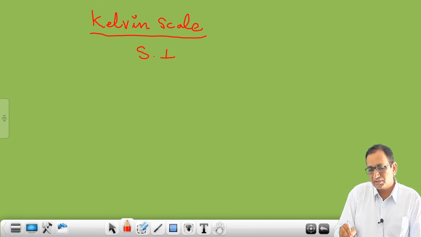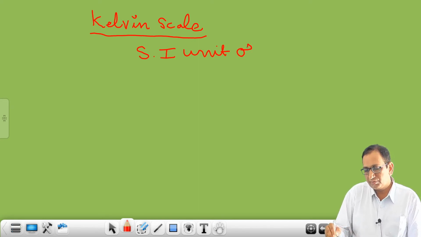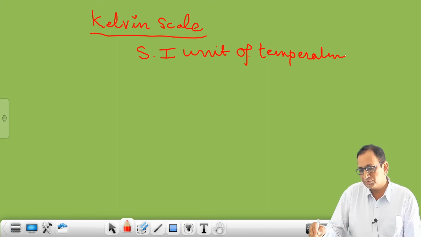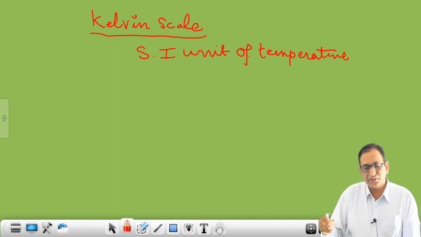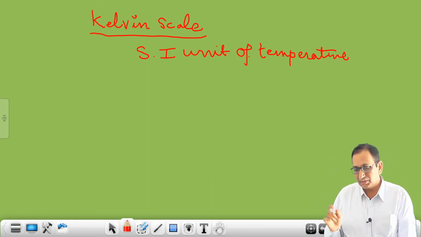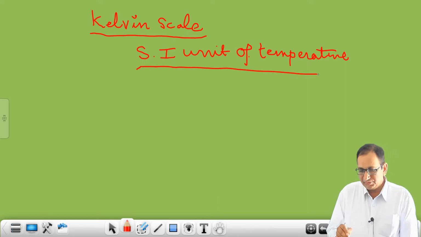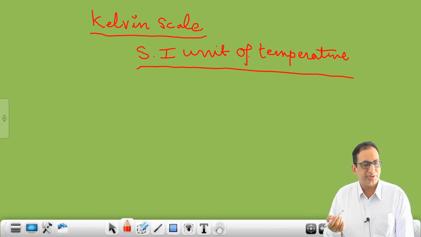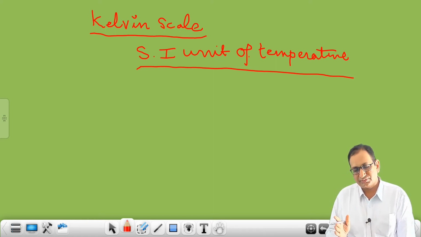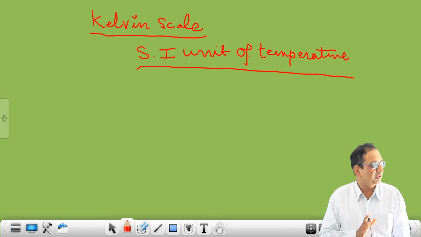If you are asked what is the SI unit of measuring the temperature, what is the standard international unit of temperature, then your answer is Kelvin. So this Kelvin scale for temperature is accepted in all the countries of the world. Everywhere they use Kelvin only.